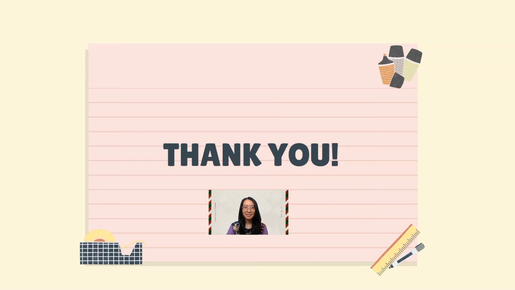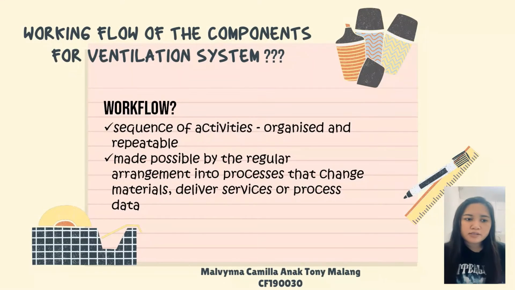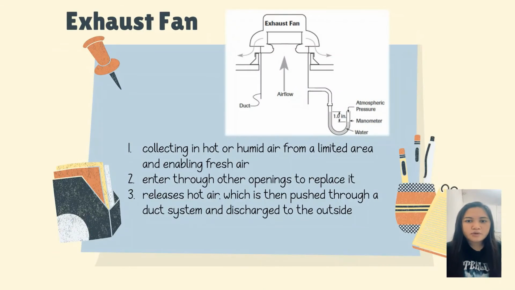So a workflow is a sequence of activities that is organized and repeatable and is made possible by the regular arrangement of resources into processes. So the working flow of exhaust fan is it works by collecting hot or humid air from a limited area and enabling fresh air to enter through other openings to replace it. The exhaust fan releases hot air which is then pushed through a duct system and discharged to the outside.